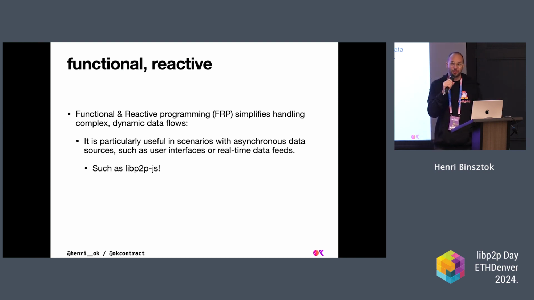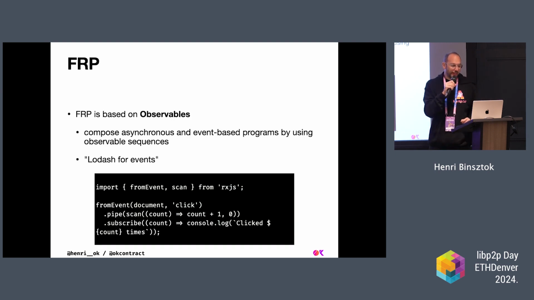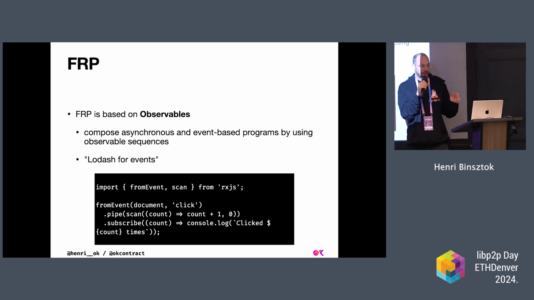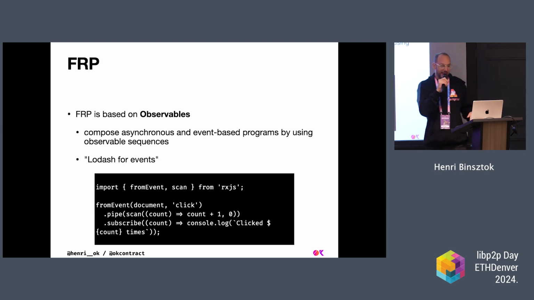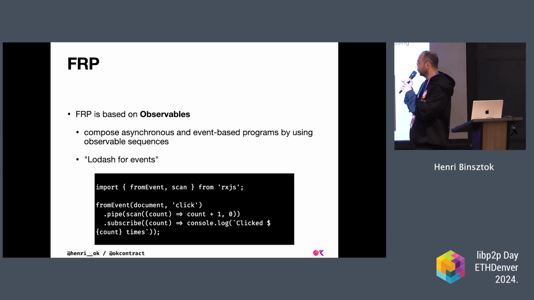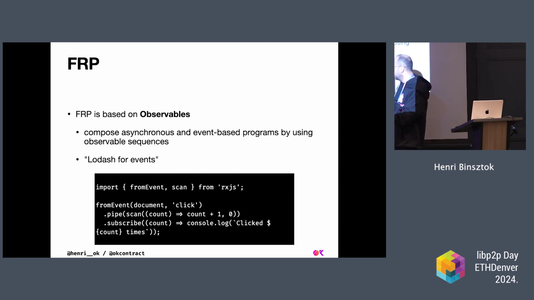And this applies to OneLib, which you know here, which is libp2p, of course. It's massively asynchronous. Every example is full of awaits. So FRP is based on observables, and they compose these asynchronous event-based programs by using observable sequences. So some say it's Lodash for events. And this is a very short example from RxJS, where you derive your events. And for instance, we're increasing a local definition of count. And then we subscribe to it, for instance, to do something.